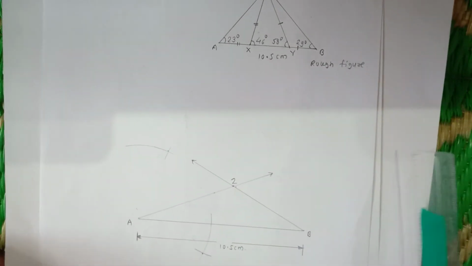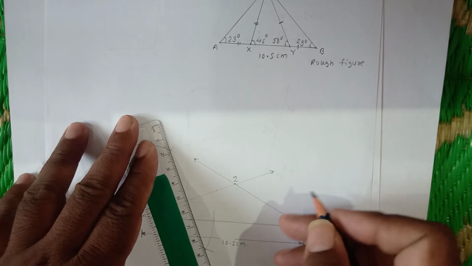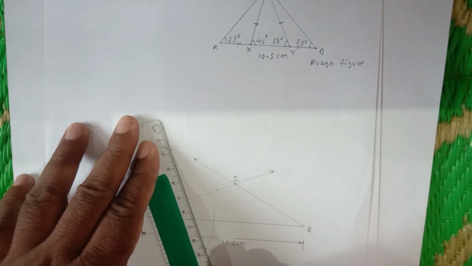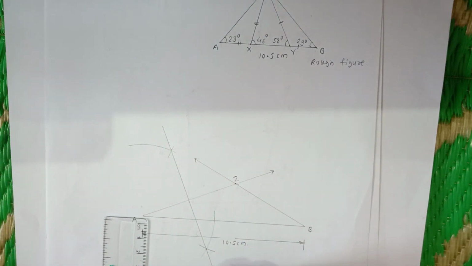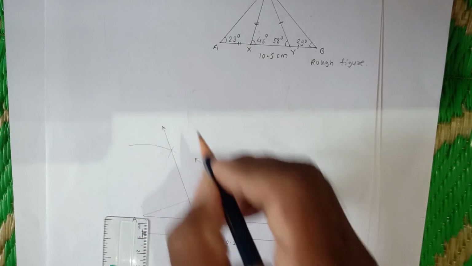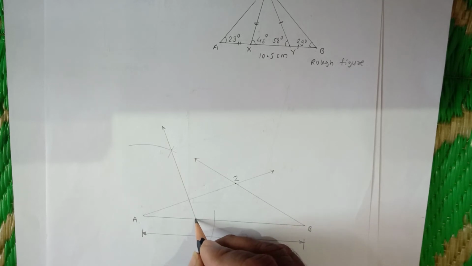Now join these 2 points in this way. This is perpendicular bisector of AZ. So this AZ meets AB at point X.